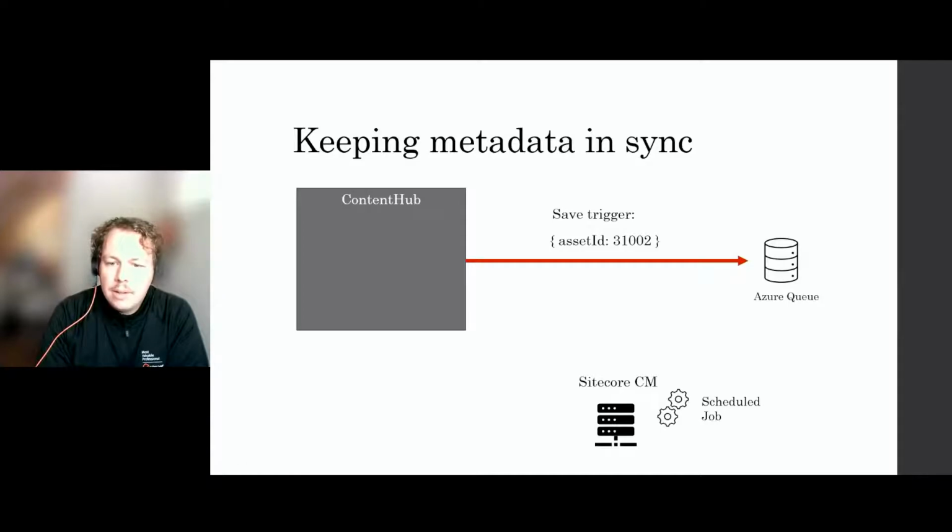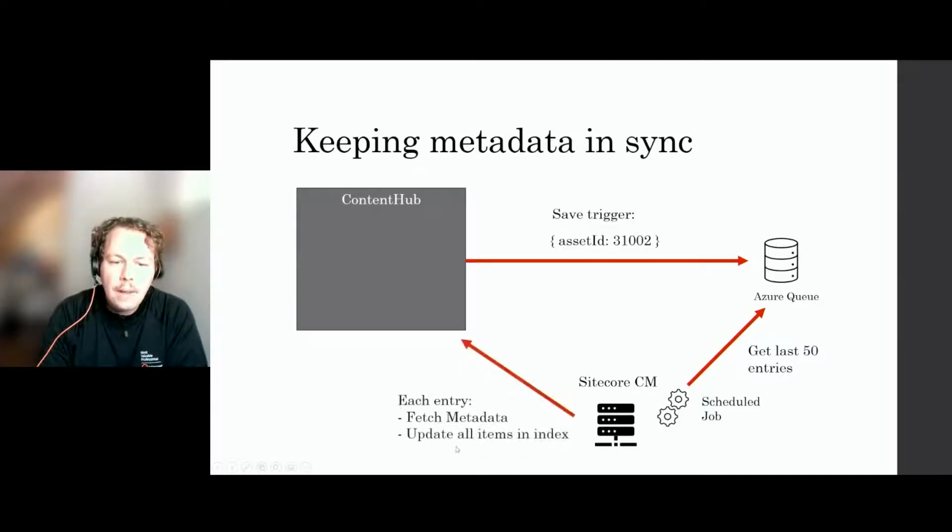What we then did, we set up a scheduled job that fetches the last 50 or so entries every couple of minutes and then processes them and checks the index. Do we actually have any references to this ID? And if yes, go and fetch the most current metadata and then update all the items that are in the index. Yeah, that's how this works.